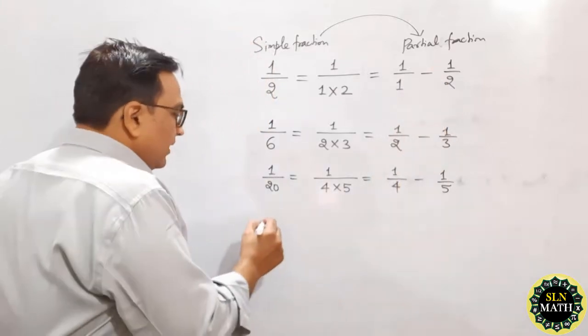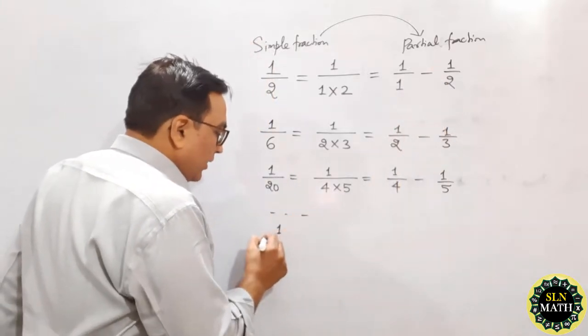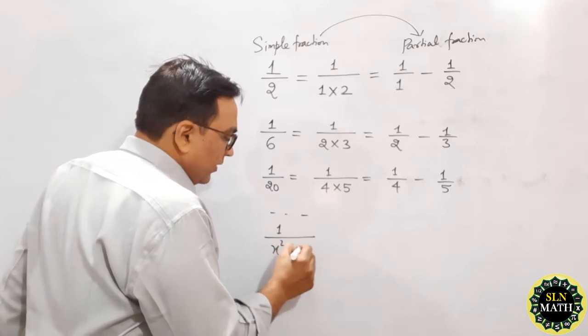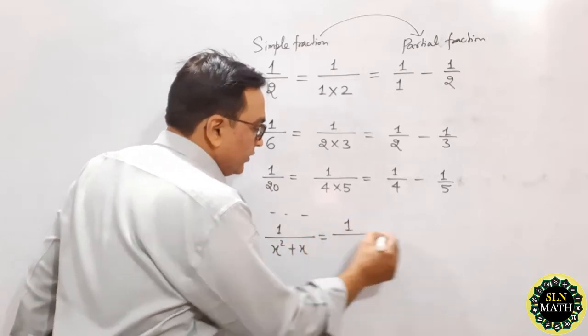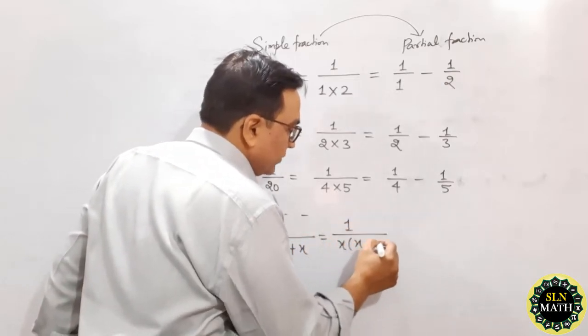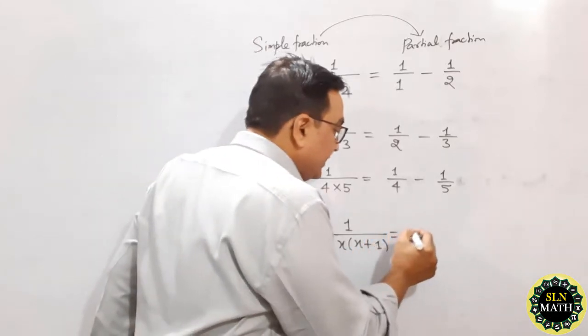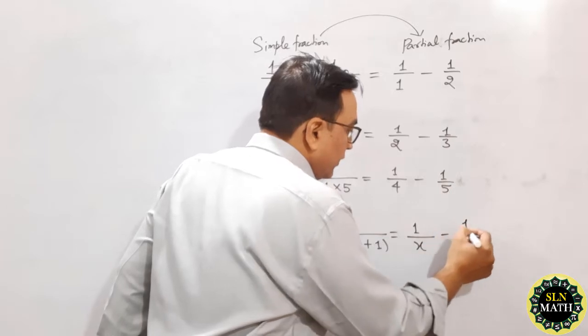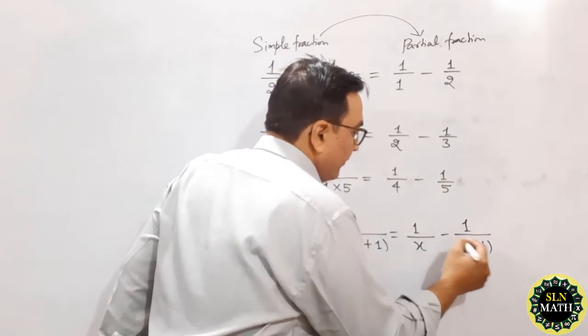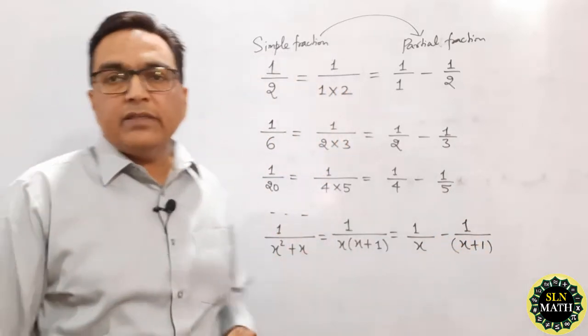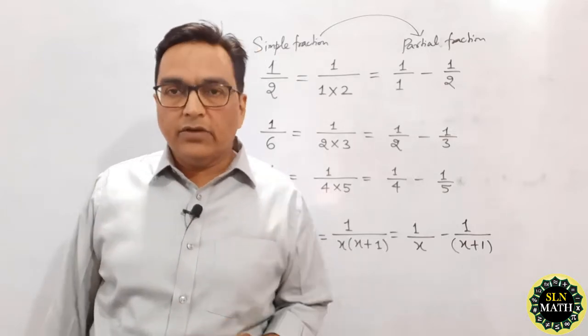Now the next, let us generalize this. Suppose I write x square plus x, so this is x into x plus 1. I am taking x as common. So here are two factors. Now you can very easily write it. You can take the LCM and verify the result whether we have done it correctly or not.